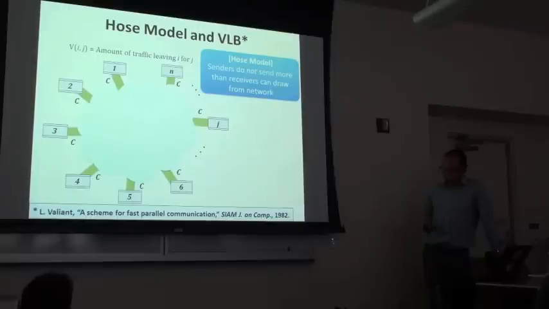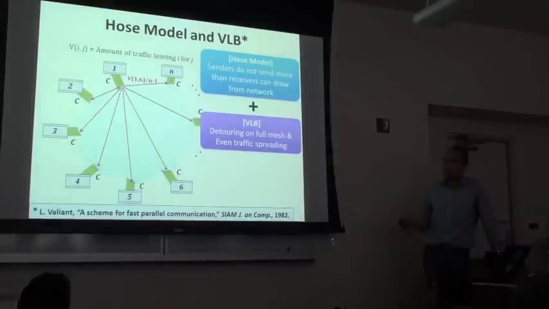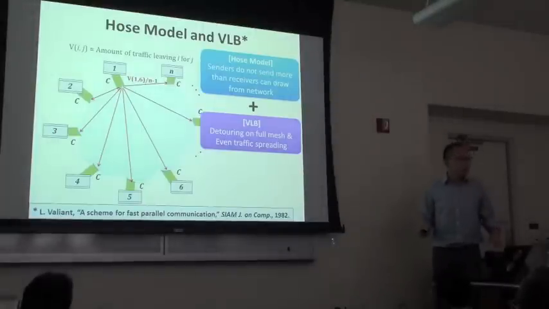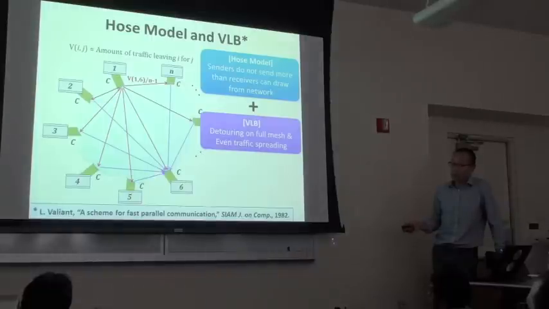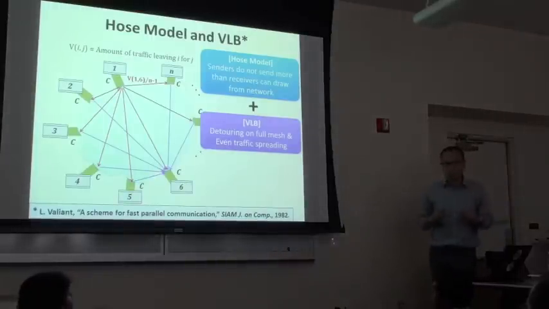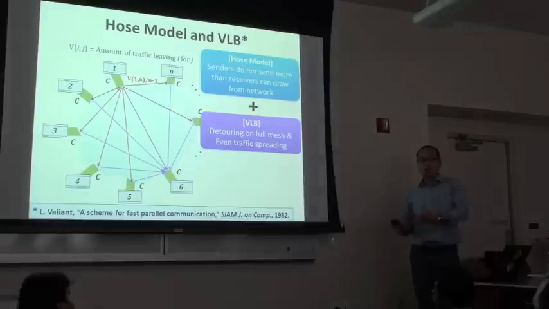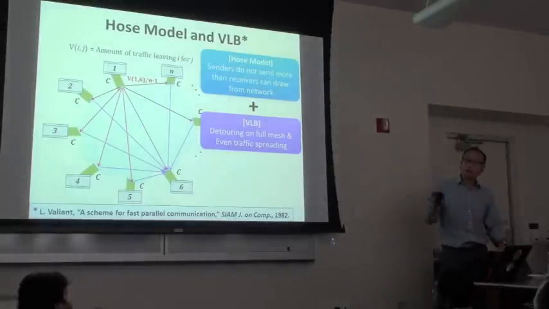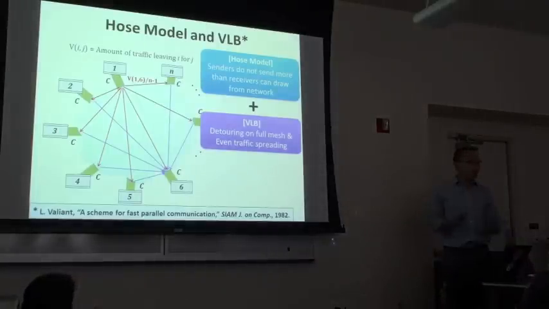Again, VLB assumes that we have this full mesh topology. And suppose this server 1 needs to send some amount of traffic to this server 6. Instead of sending this directly from 1 to 6, VLB first spreads this traffic evenly over all the other servers. And then each of these intermediate servers forwards that traffic down to the final destination. So this indirection is the signature of Valiant load balancing. And if you keep doing this for every single connection, then you have a great effect.